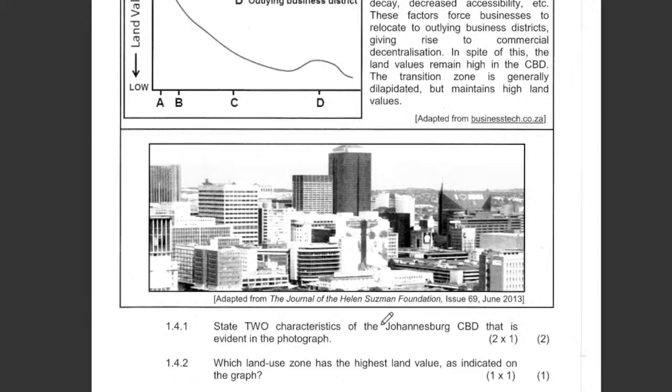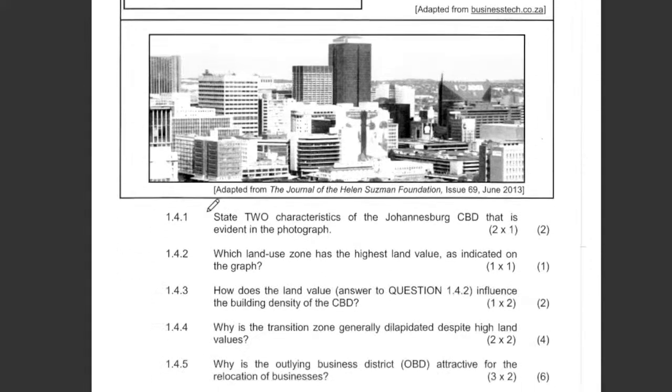State 2 characteristics of Johannesburg CBD. What do you see here? The buildings are too tall. The height of the building is very high in the CBD. Number two, you also look at the building density. The buildings are so close to each other. It's only 2 times 1, so you need to give those two facts.